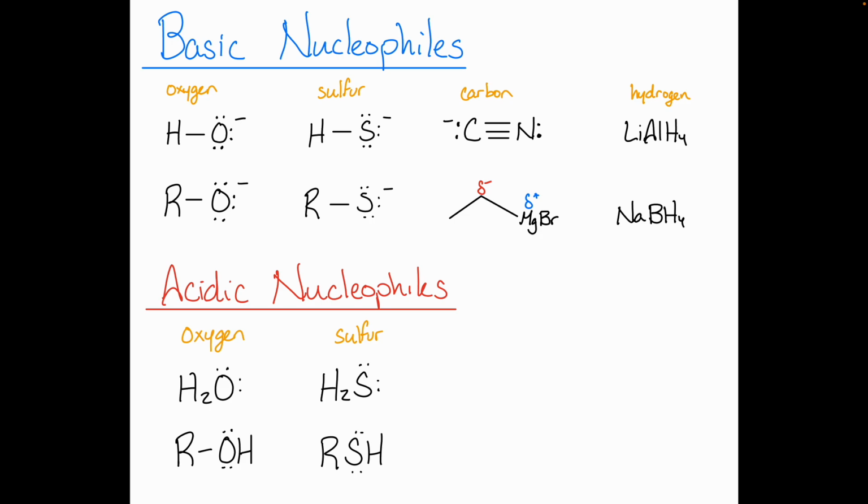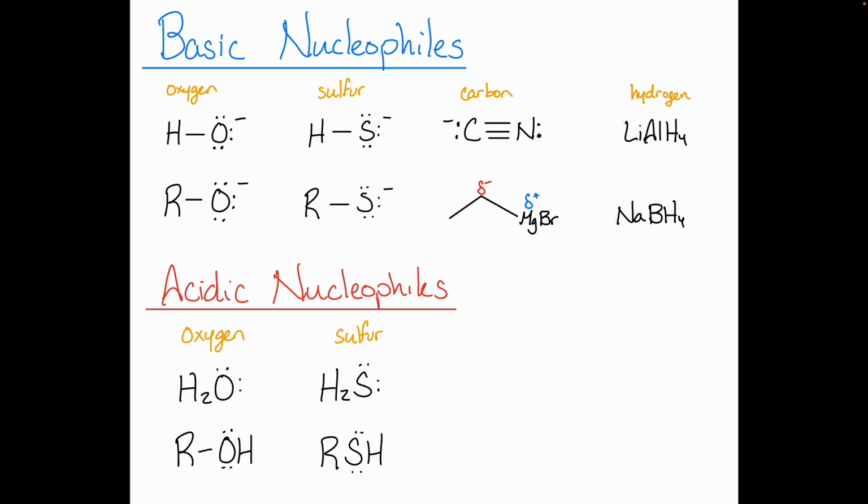Under acidic conditions though, carbon is no longer going to be a good nucleophile. You just can't have Grignards in acidic conditions. They will react with that acid. Likewise, you can't have a carbon cyanide ion under acidic conditions. So carbon's no longer a good nucleophile when it's neutral. It doesn't have any lone pairs when it's neutral, so it can't play the role of a nucleophile. Likewise, our hydrides don't survive under acidic conditions.